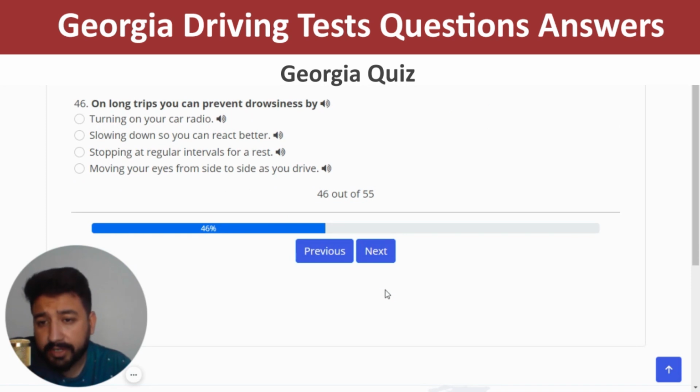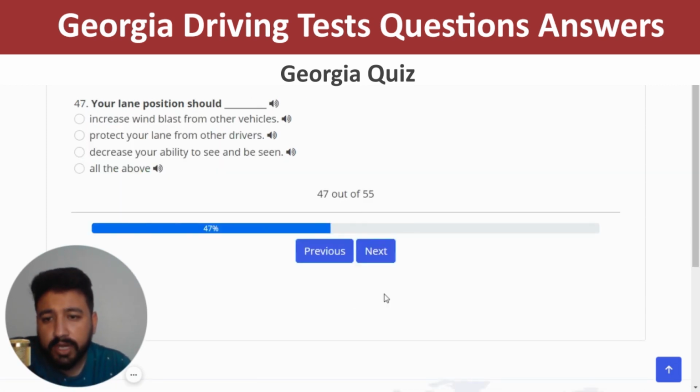And next. On long trips, you can prevent drowsiness by, the right answer is the third one, which is stopping at regular intervals for a rest. This is the correct one. And next. Your lane position should blank. So you can choose the second option, which is protect your lane from other drivers. So I'm going to click on the second option.